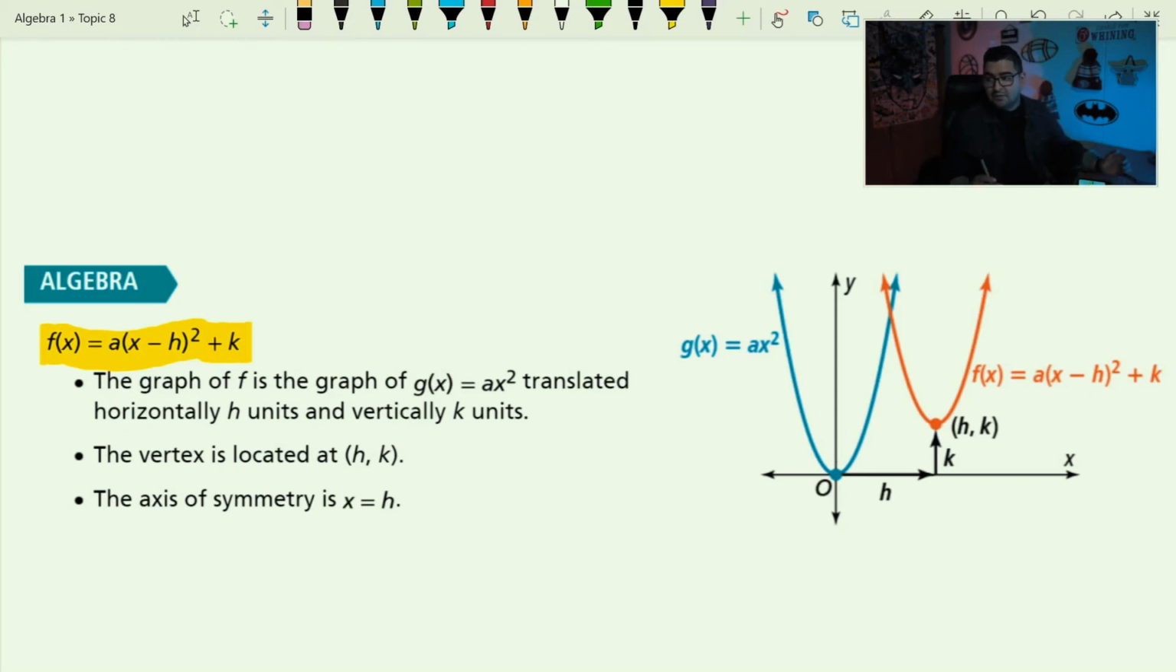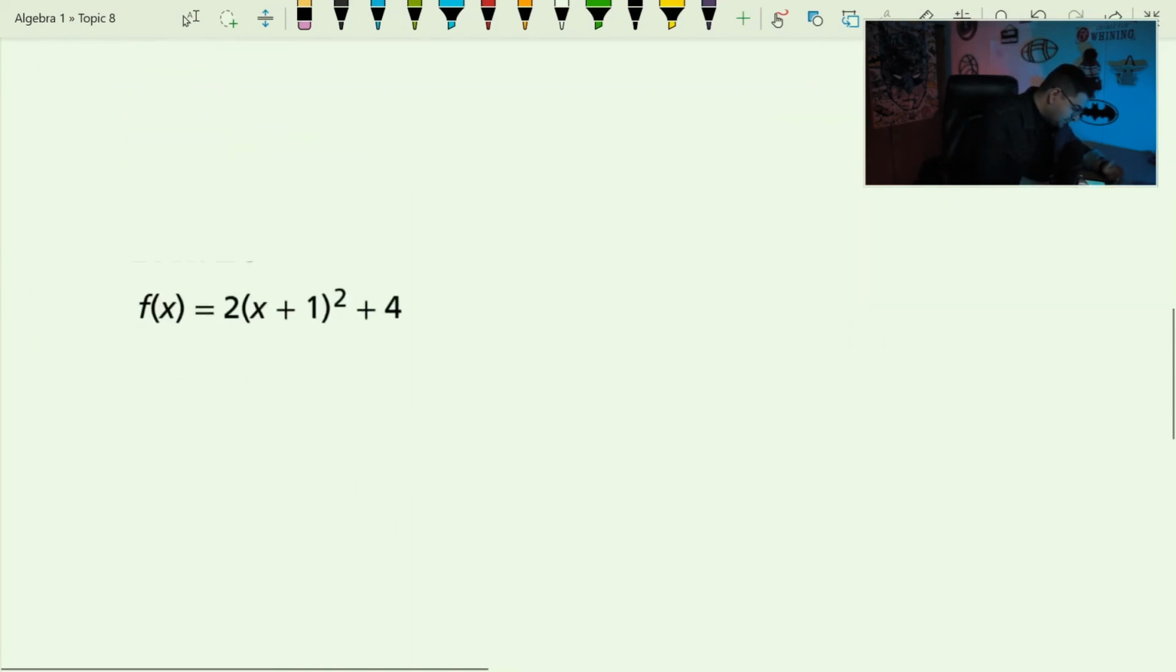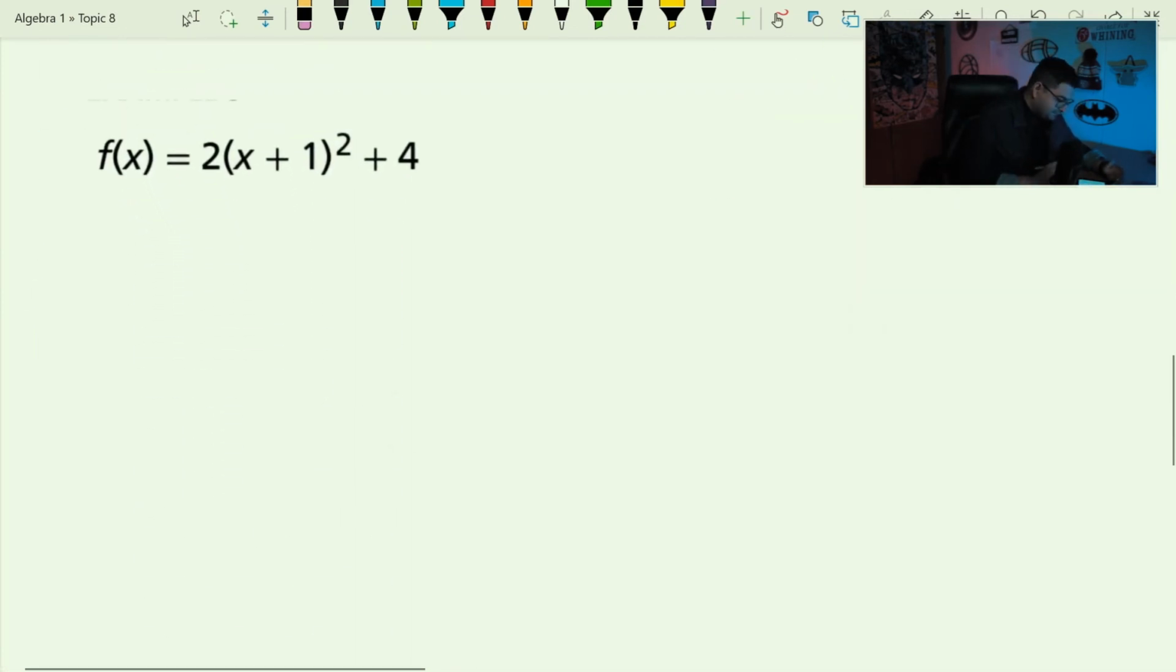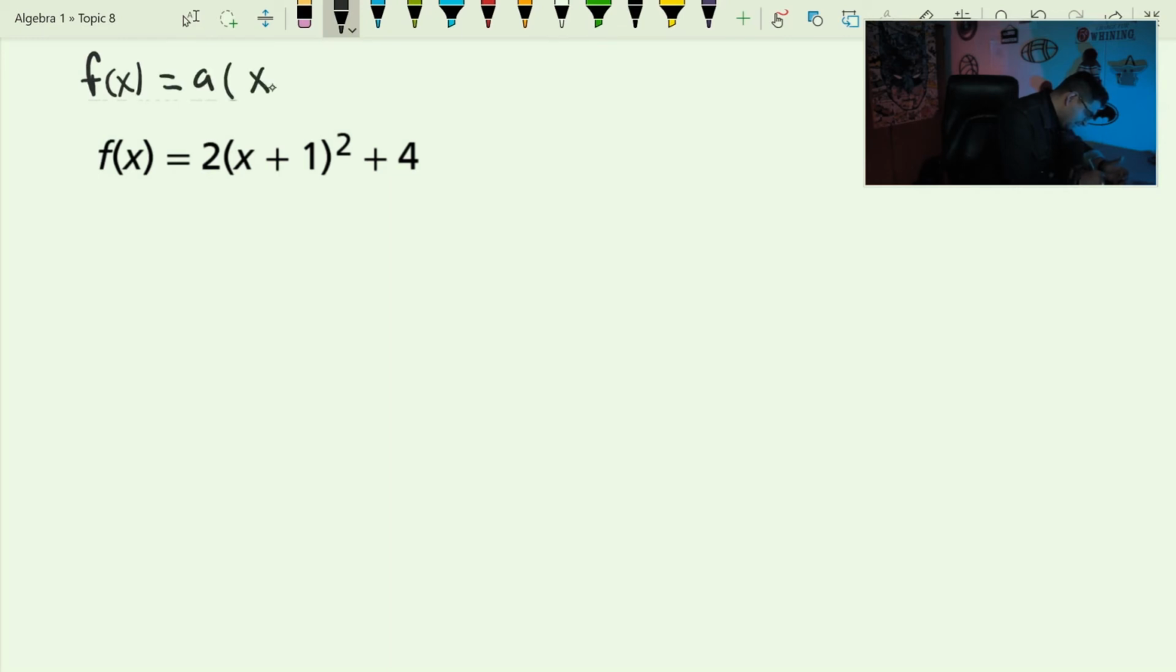Okay, so we're going to see if we can find the vertex and the axis of symmetry just by looking at an equation written in this form. So here I have my first equation. Now what you have to remember is that your vertex, so our equation is written in the form of f of x equals a times (x minus h) squared plus k.